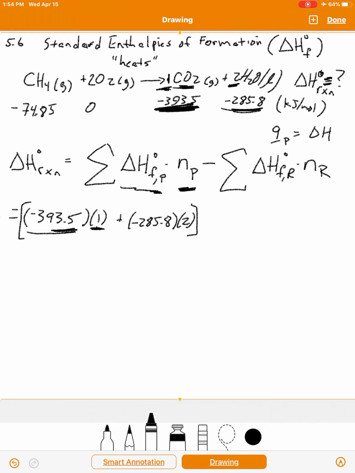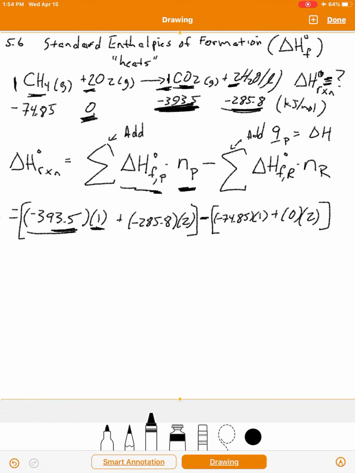Now I'm going to put this in brackets, just so that you can see that you're adding those two terms together. Now we're going to subtract the same thing for the reactant. So let me put another bracket here. So the first reactant is methane. The coefficient is a 1. So minus 74.85 times 1 plus, sum means add. So you're adding the products and then you're adding the reactants. So plus the second reactant is 0, right? We said that some materials have this value of 0 times the number of moles, which is a 2.